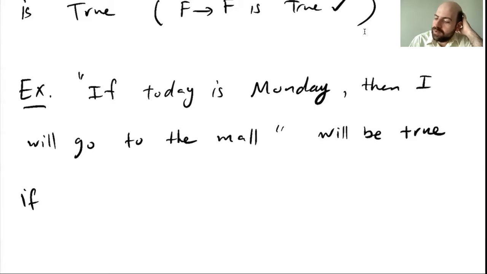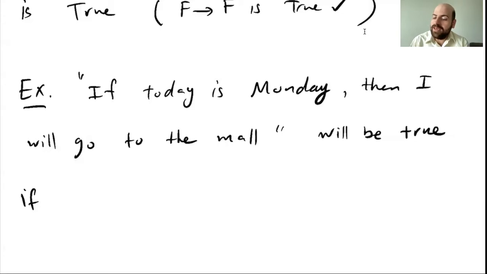So this is what we said here. P implies Q is true if P is false, see, look at the third and fourth case. If P is false, P implies Q is true. And also if P and Q both are true, again, P implies Q is true. So here, P is today being Monday. If today is not Monday, P will be false, and the whole statement will be true. Also, if P and Q both are true, meaning that if today is Monday and I go to the mall, the whole compound statement is still true.